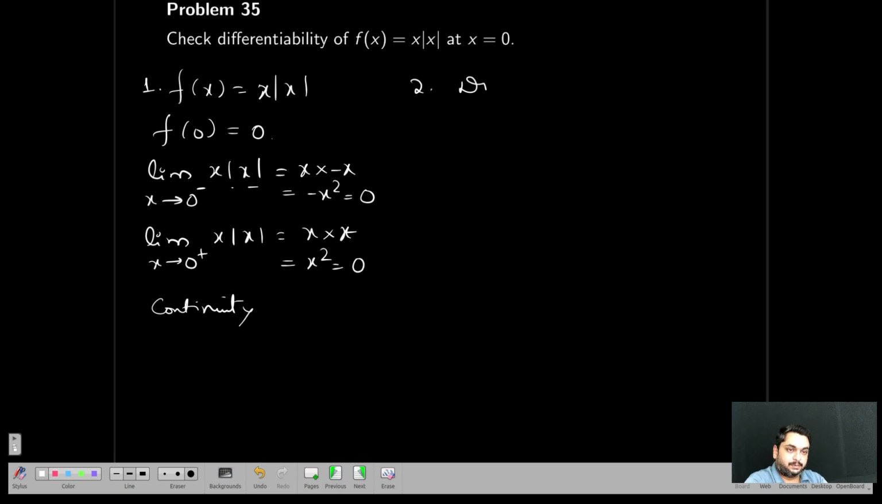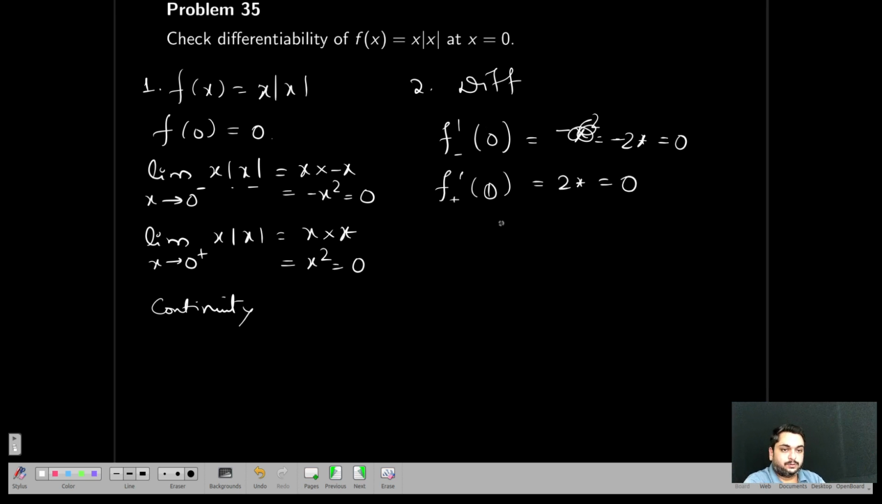Now check the differentiability. F dash, the left hand derivative at 0. The left hand function is minus x square. To differentiate, I'll get minus 2x. Put 0, it will become 0. The right hand derivative at 0 is again plus 2x. If I put 0, again it will be 0. So both the left hand and right hand derivatives are equal, and hence differentiable at x equal to 0.